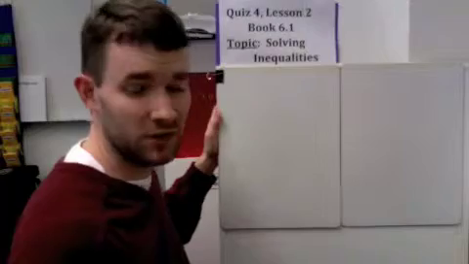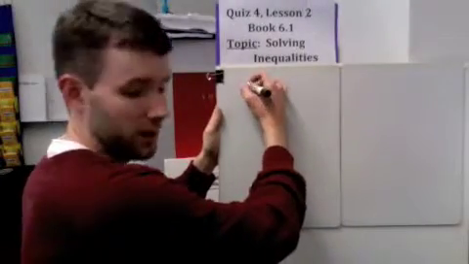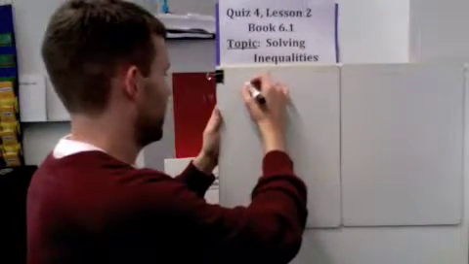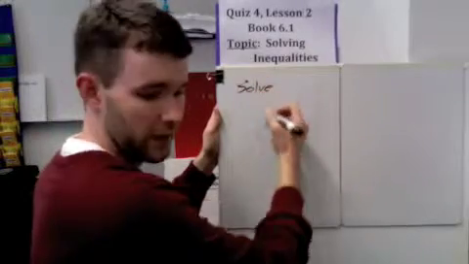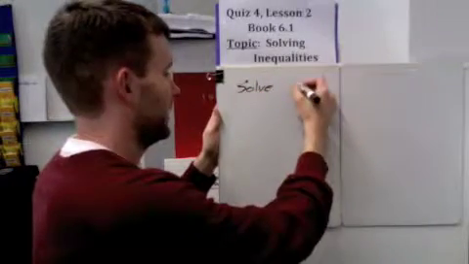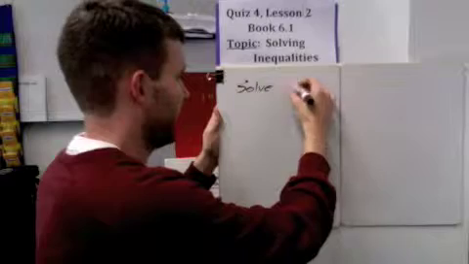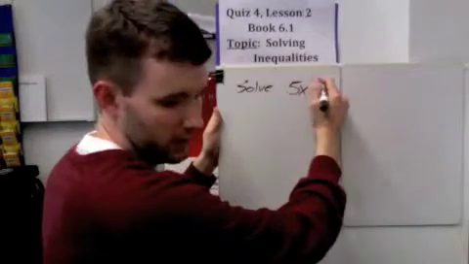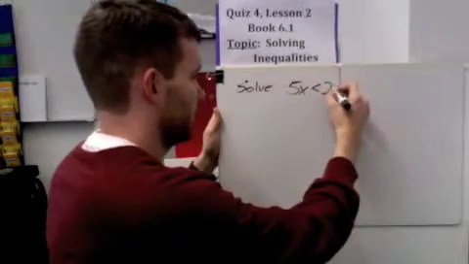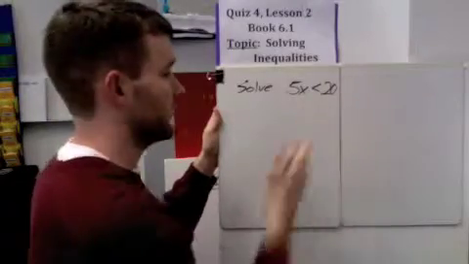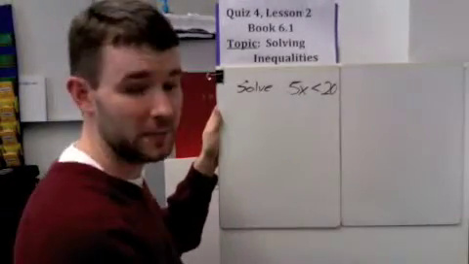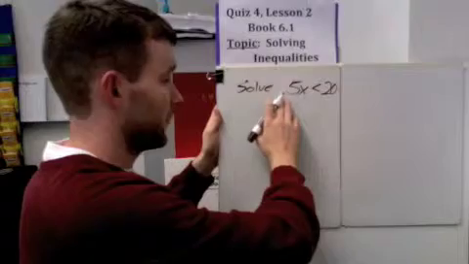Now we're going to look at how you actually solve an inequality. It's just like solving equations. For example, if I said solve, and then I gave you an inequality, and it was, let's say, 5x is less than 20. We solve this the same way that we solve equations. So we use PEMDAS backwards. We say, what's happening to x? It's being multiplied by 5.